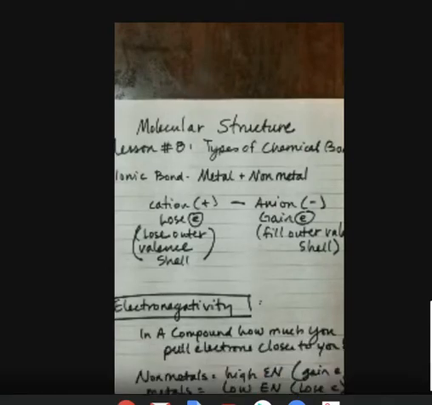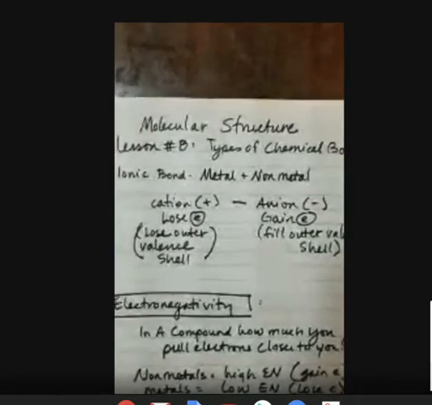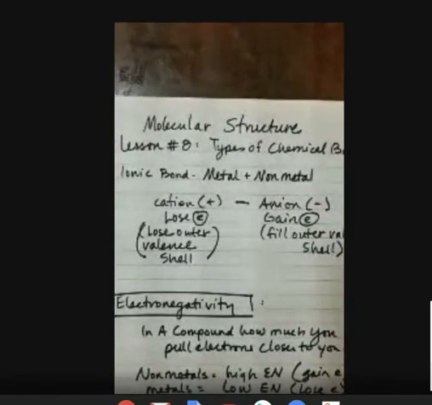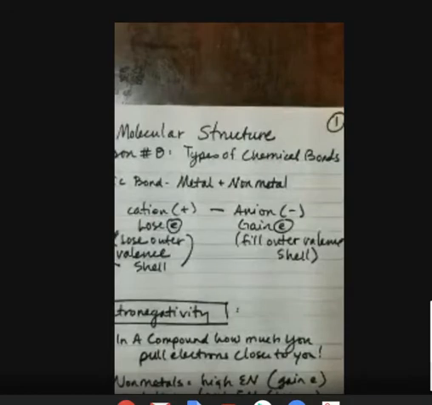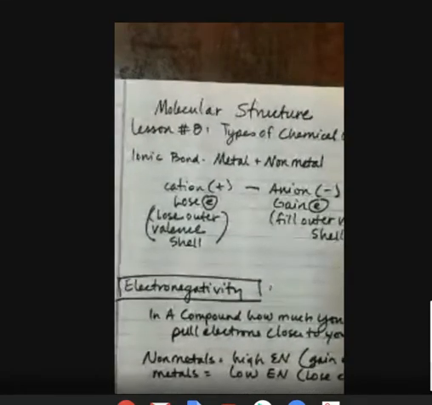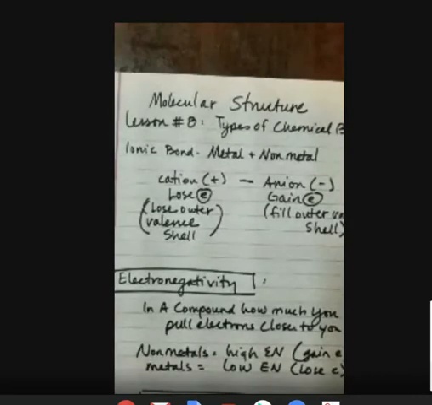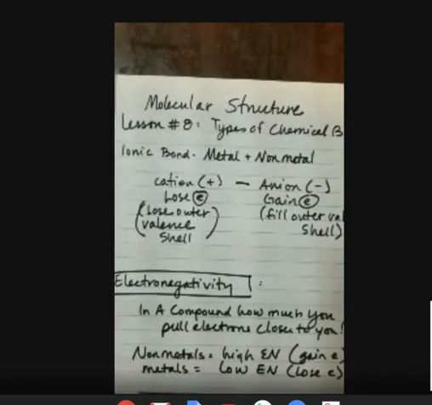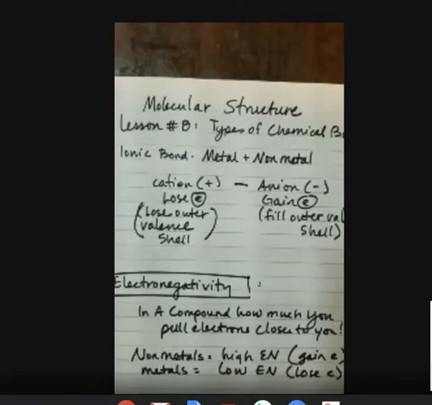All right, so this video is going to be all about molecular structure again, and we're going to talk about lesson number 8, types of chemical bonds. So we're going to primarily talk about ionic and covalent bonds. That's our first thing. So ionic bonds are going to be between a metal and a nonmetal. This should be review for you.